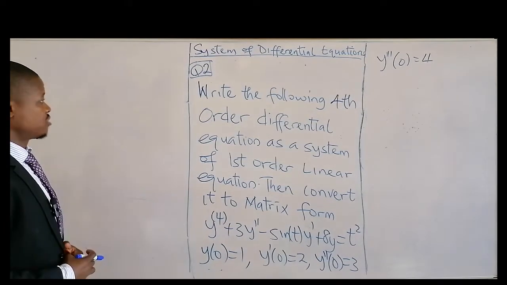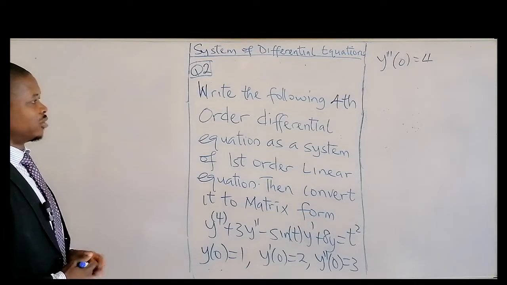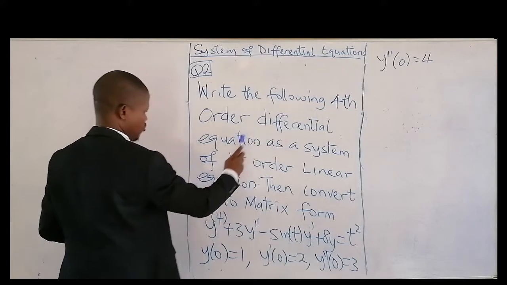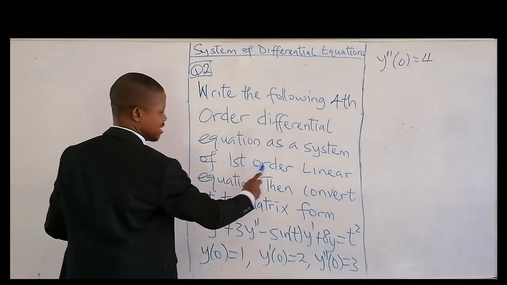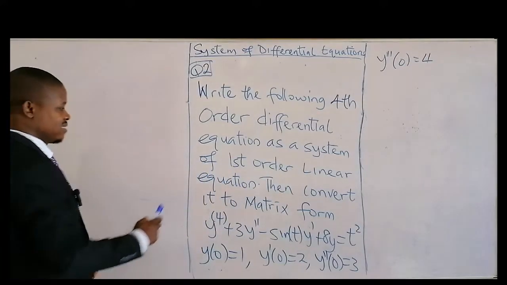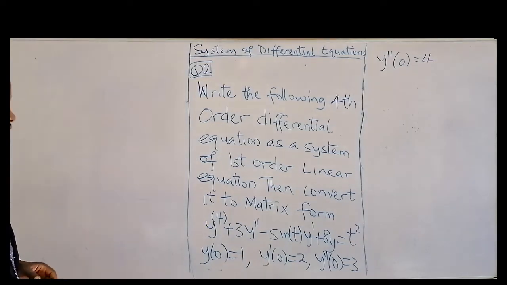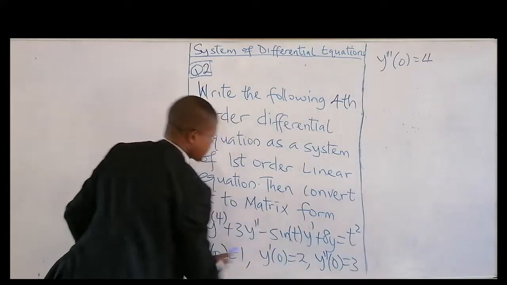System of differential equations. And then we have question 2: write the following fourth order differential equation as a system of first order linear equations. Then convert it to matrix form. We have the differential equation and we have the condition given.